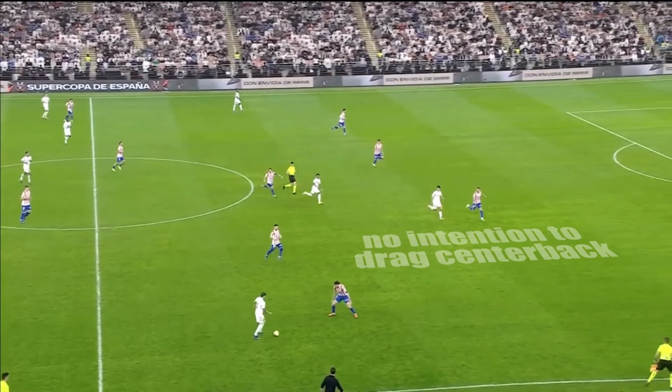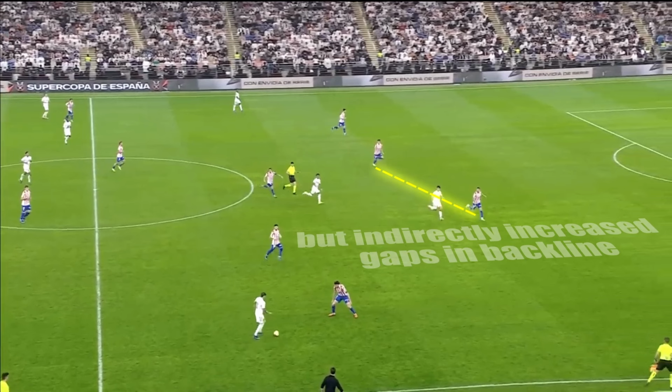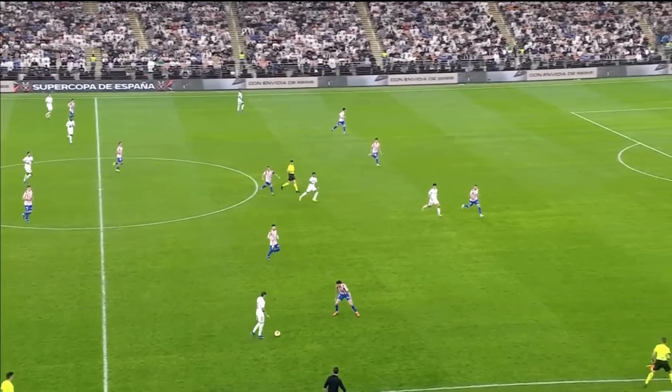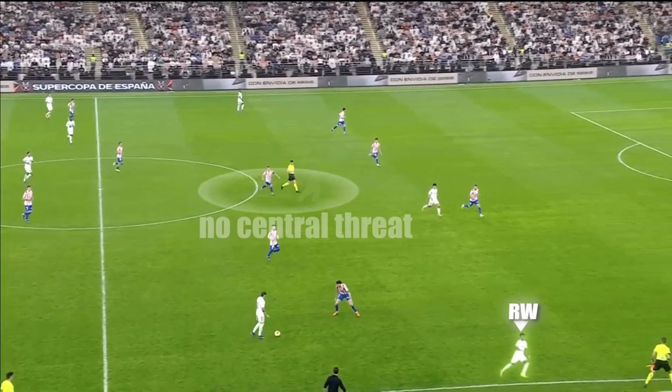He doesn't have the intention to drag the centre back, but his willingness to make those runs plays a huge role in creating the space for others. This loophole could not be exploited if Rodrigo was in his original position as a winger, because then there won't be any threat between the lines, as the actual midfielder Bellingham is deeper. So then the attack would be through the wide regions.